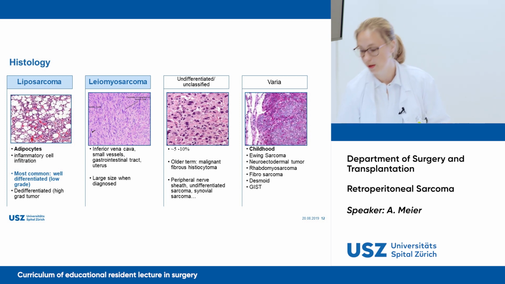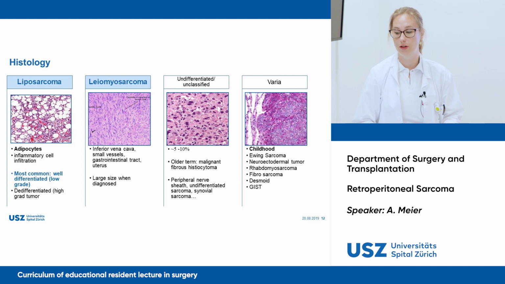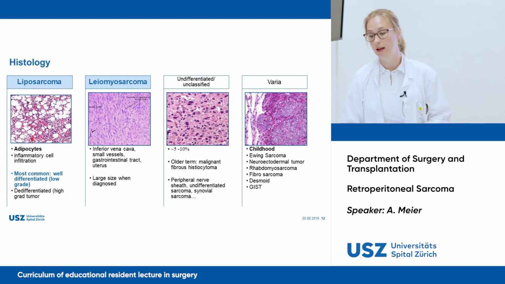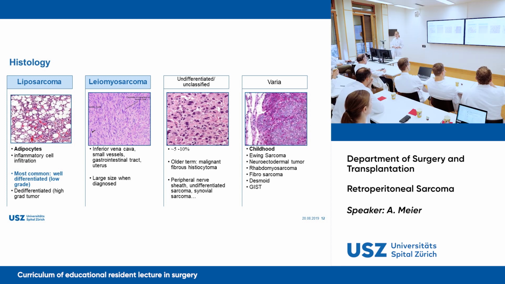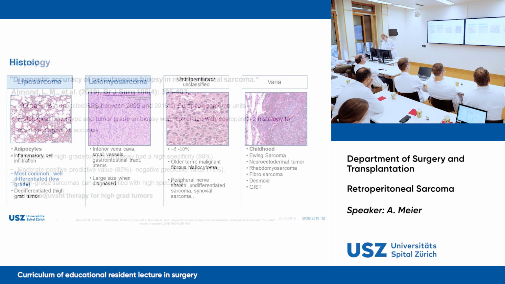I think everybody heard about it in the study. Childhood, Ewing sarcoma, rhabdomyosarcoma, fibrosarcoma, desmoid cyst. This is all over in the varia. But the most common are the first 2 ones, the liposarcoma and the leiomyosarcoma. So I think I want to focus on this today.